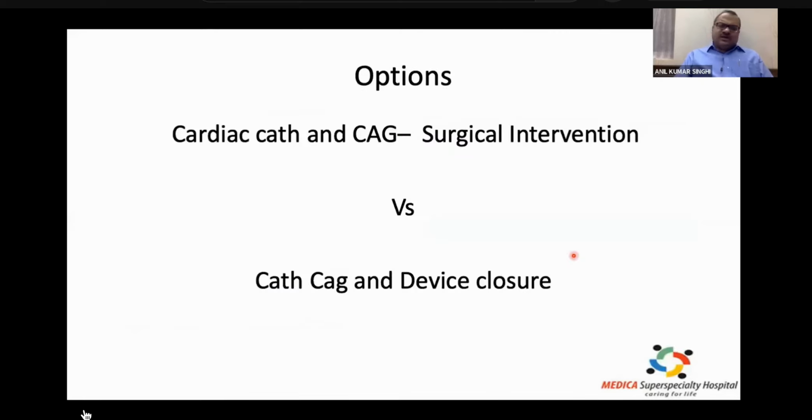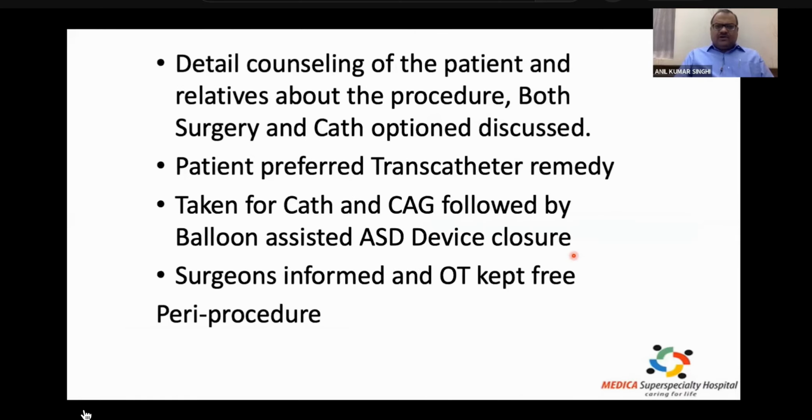So the options were cardiac catheterization, knowing the coronaries, and surgical intervention, versus cath and device closure. The patient opted for, after detailed counseling about the procedure, both cardiac surgery and cath discussed. Patient opted for transcatheter remedy. So we informed the surgeons, they were kind enough and kept the OT free for us, because there was a risk that the device may embolize.